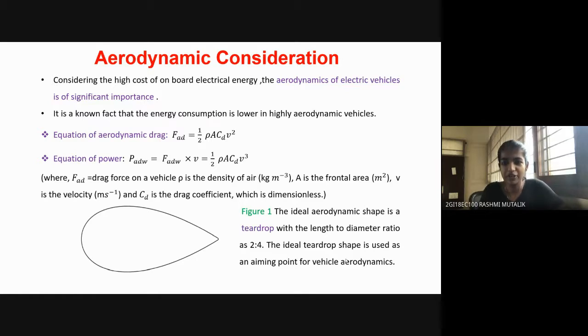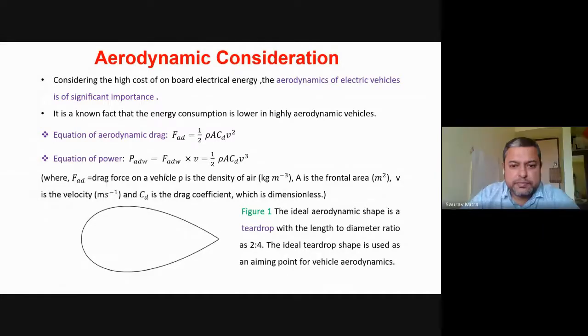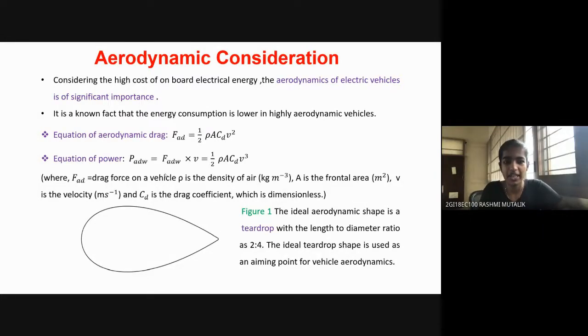In this figure that we have shown here, it resembles the ideal aerodynamic shape. As we can see here, the power P_ADW is equal to the force into velocity. This is the power required to overcome the air resistance at the tires. Now let us look at the figure that is given here. This is the ideal aerodynamic shape, and it resembles a teardrop. The length to diameter ratio of this figure is 2.4, and the drag coefficient is 0.04, which is practically impossible to achieve. Hence, this value is taken as a reference point or aiming point to design a vehicle.